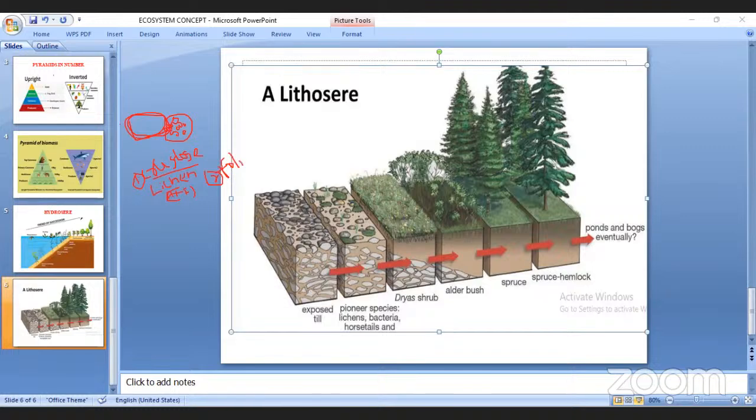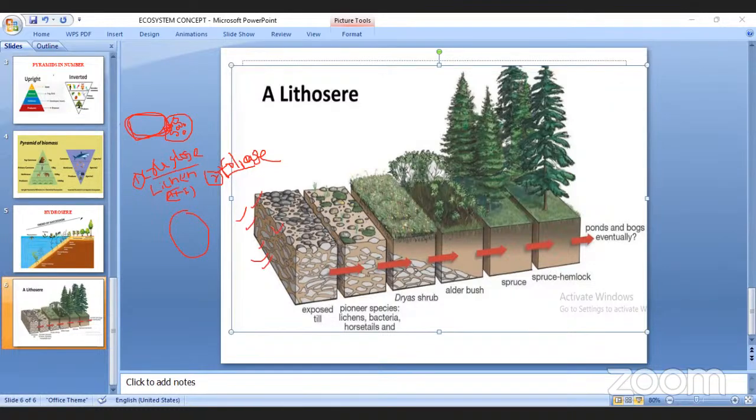In foliose lichen, the lichen shows small, leaf-like appendages like this. Is there any leaf or stem in these lichens? No. Later, some of the leaf appendages appear. So that is called foliose lichen. Whatever it may be, any type of lichen is useful for the weathering process.